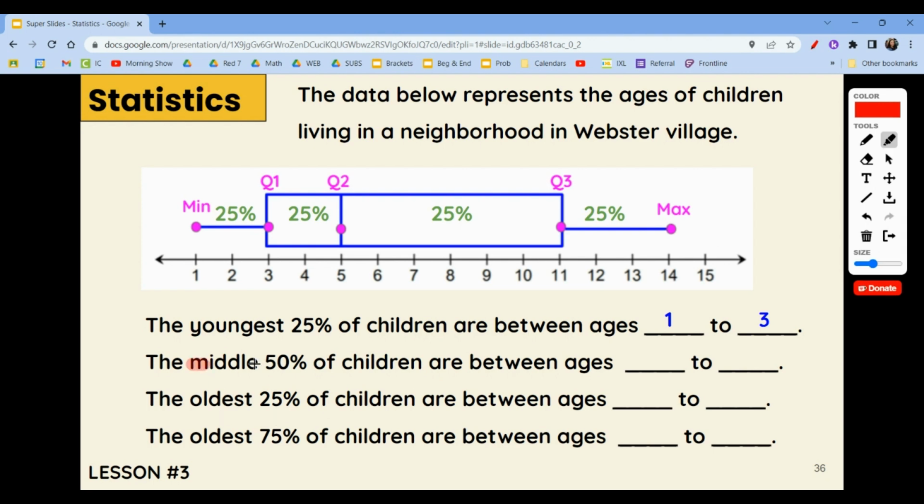The middle 50% of children are between ages blank to blank. Okay, this is what makes up 50% of the data in the middle. It's the interquartile range. It's the box of the box and whisker plot. And those kids are in between 3 years old and 11 years old. The oldest 25% of children are between ages blank to blank. Okay, the oldest 25% would be this whisker, and they're between ages 11 to 14.